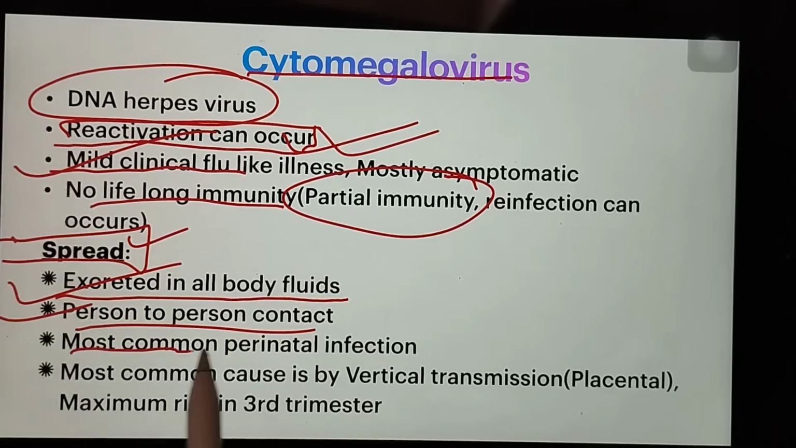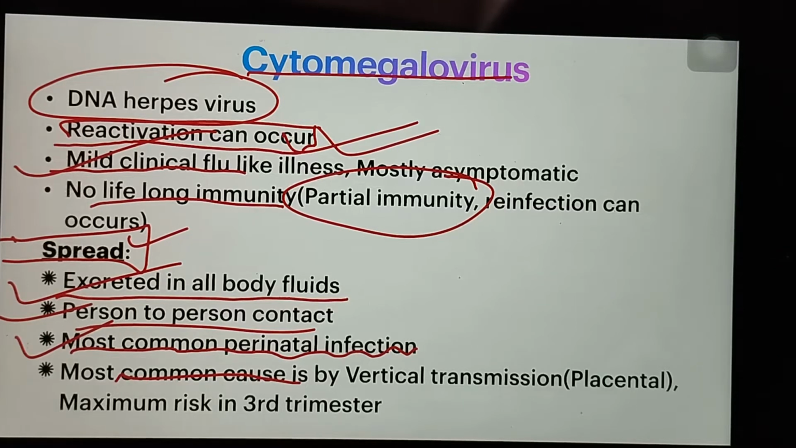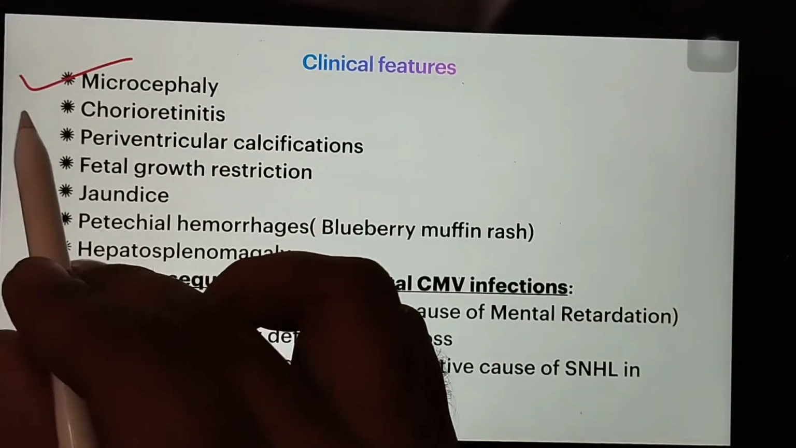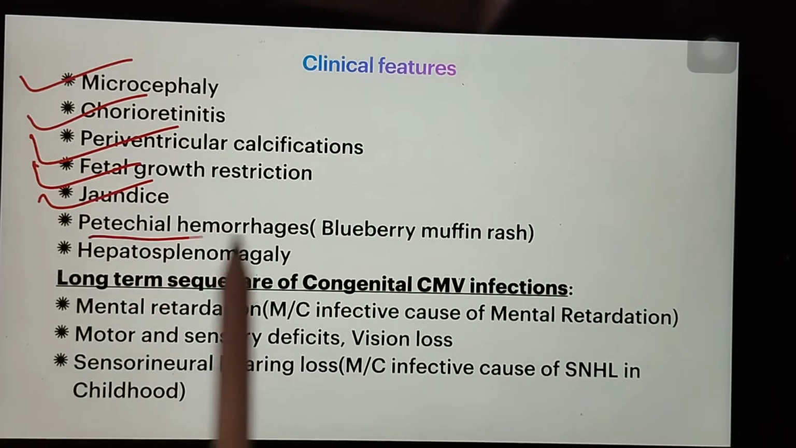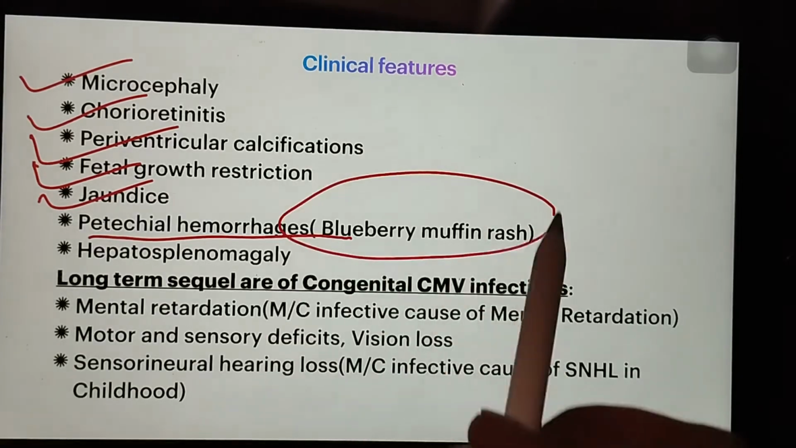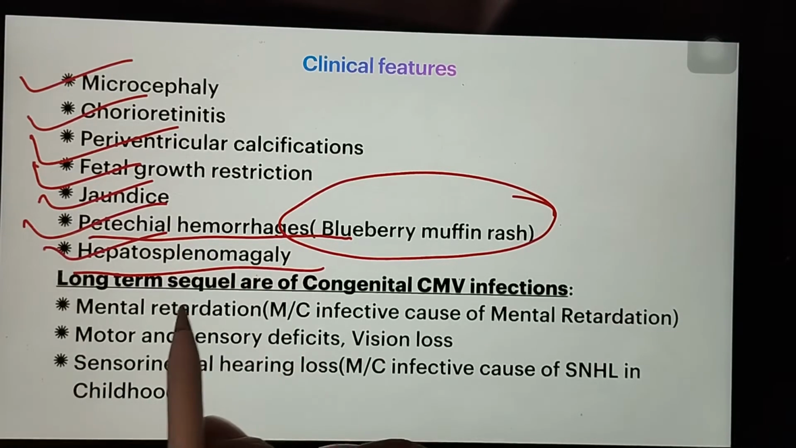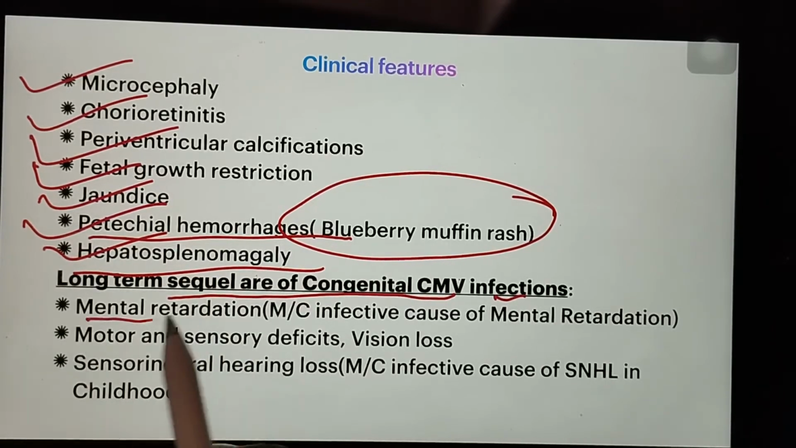It is the most common perinatal infection, and the most common cause is vertical transmission as placental transmission, and the maximum risk of transmission is in the 3rd trimester. Clinical features are microcephaly, chorioretinitis, periventricular calcification, fetal growth restriction, jaundice, petechial hemorrhage like blueberry muffin rash, and hepatosplenomegaly. Long-term sequelae of congenital CMV infection include mental retardation.